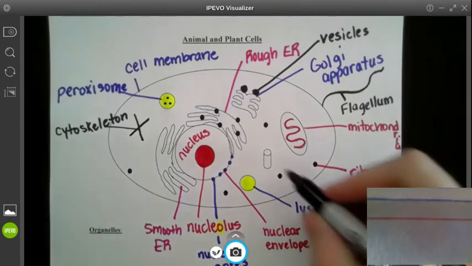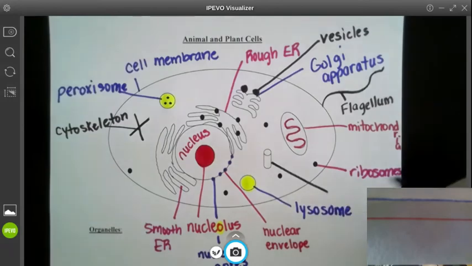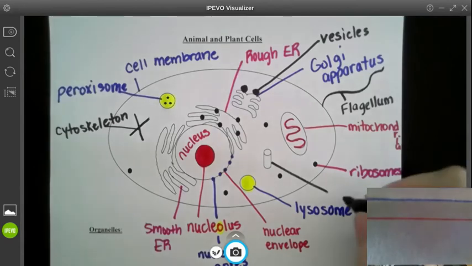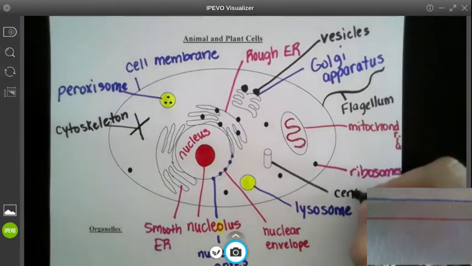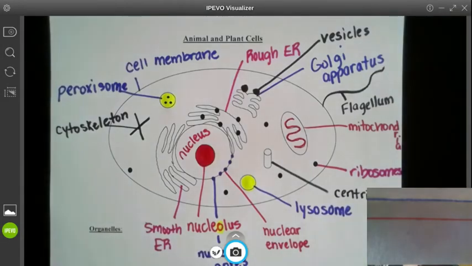One last structure right here. This structure is used for mitosis, and it's called a centriole. The centriole makes spindle fibers, and those spindle fibers are used during mitosis to separate the chromosomes inside the nucleus, and we'll get into mitosis more in second semester.